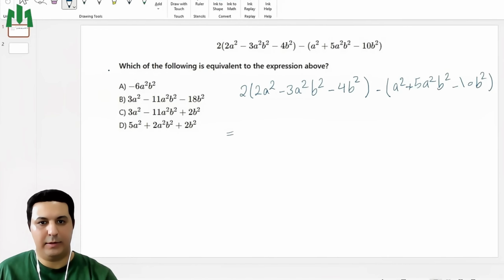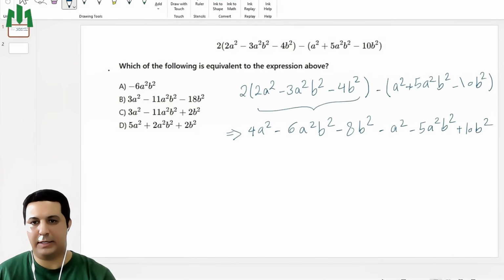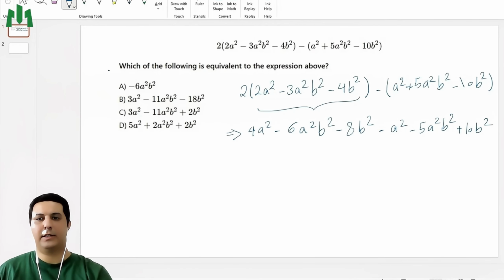So let's take a look. 2 is a multiple of this part, so we are going to write it: minus a2 plus 10b2, because this minus is going to multiply this part. So minus and minus, the sign is plus.